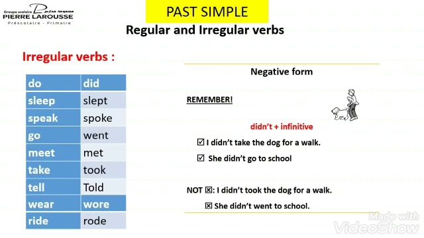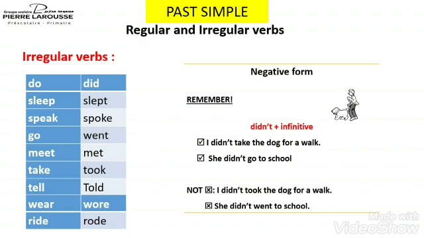Just keep in mind that after didn't, we put the verb in the infinitive form, so without to. Just the verb as it is. Didn't take, didn't go, didn't drink, didn't sleep, didn't speak. So put the verb as it is after didn't. Of course, I'm talking about the past simple.